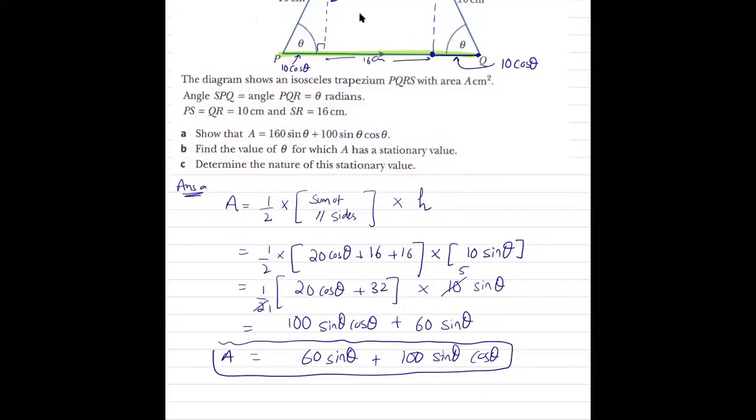Sir, in the question they asked for 160 sine theta. What are you saying? We are getting 60 sine theta. Yeah, 32 times 5 is 160. Sorry. Okay?